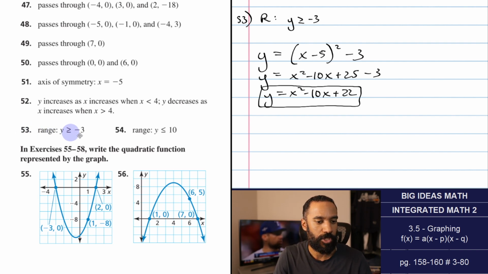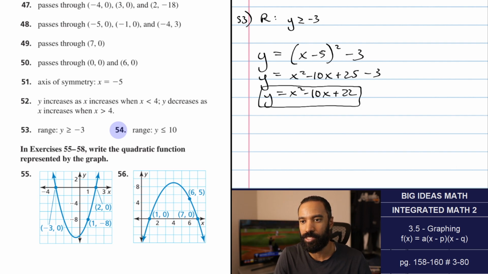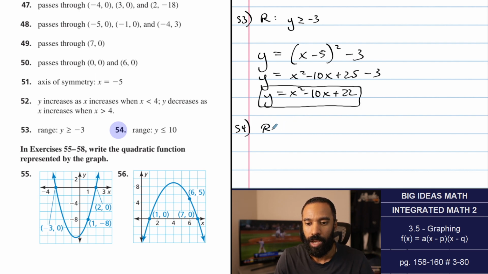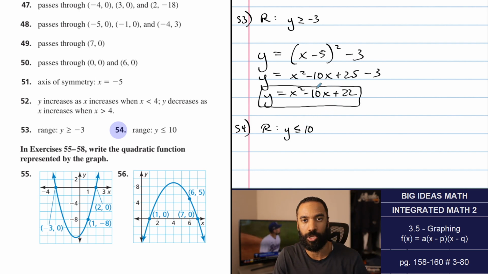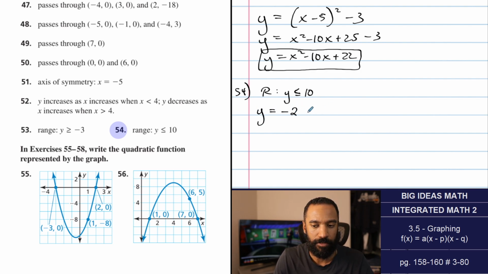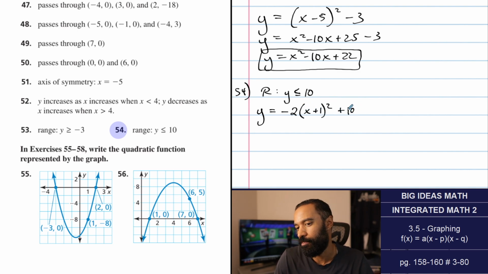Number 54, last one in this set, y is less than or equal to 10. It's the same kind of thing. I don't mind using vertex form for this. It's a pretty nifty idea. That being said, if it's less than or equal, that means we go downward from the top. This is a maximum. This graph goes upside down. I'm going to have to choose an a value that's negative. So this time let's use negative, let's go back to negative 2. Old classic. And let's do x plus 1 squared, sure. And plus 10. That's our k value of our vertex.